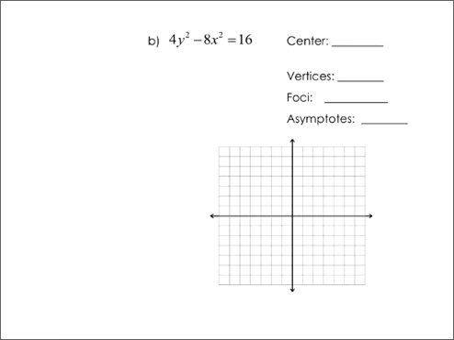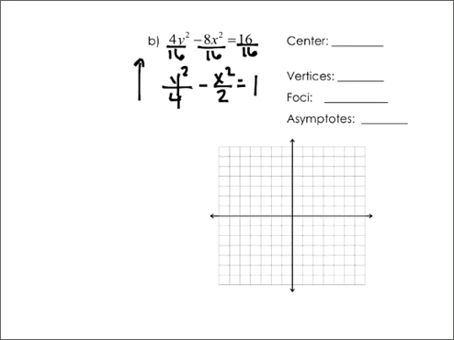Alright, let's try another one. Here we have an equation that is not equal to 1. So first thing I need to do is divide everything by 16, and then reduce this. I've got y squared over 4 minus x squared over 2 is equal to 1. Notice that the y squared is first, so this is going to open up and down. The curve is going to be going up and down. A squared is always first with hyperbolas. B squared is always second.